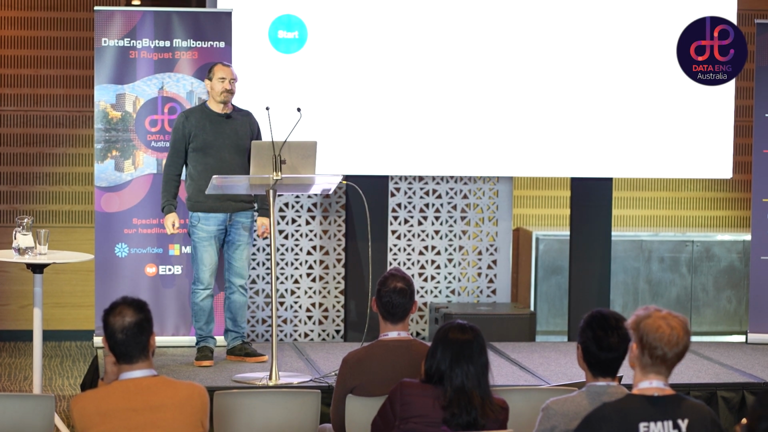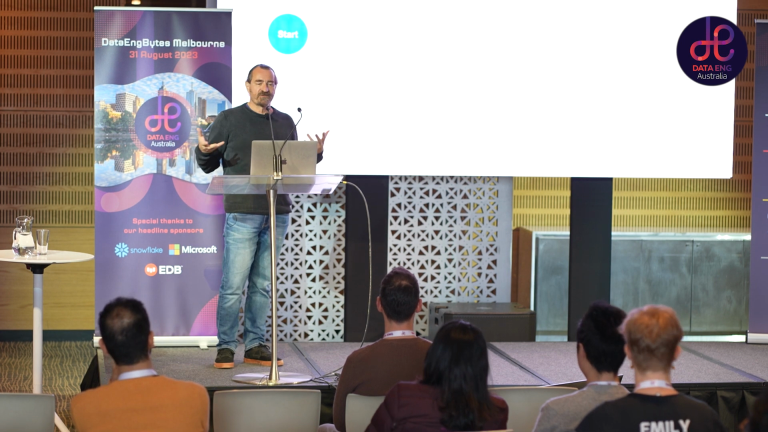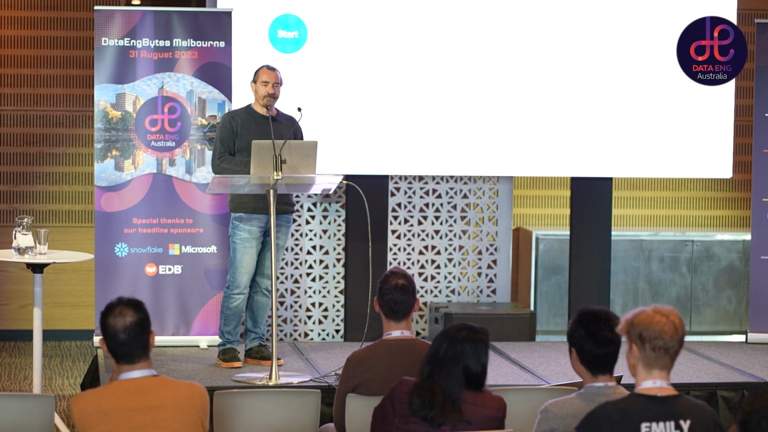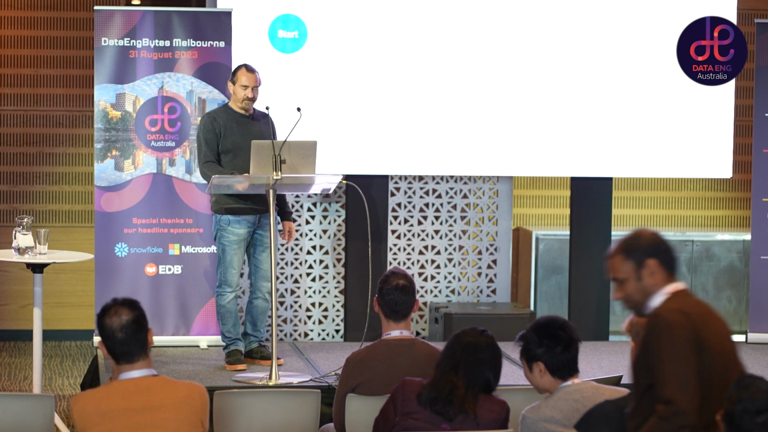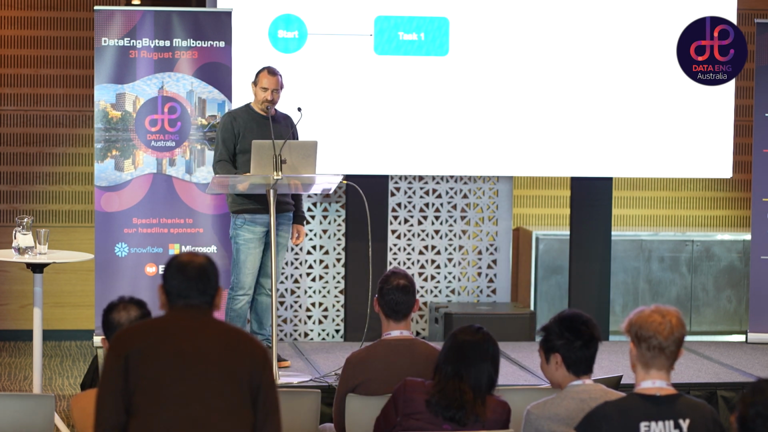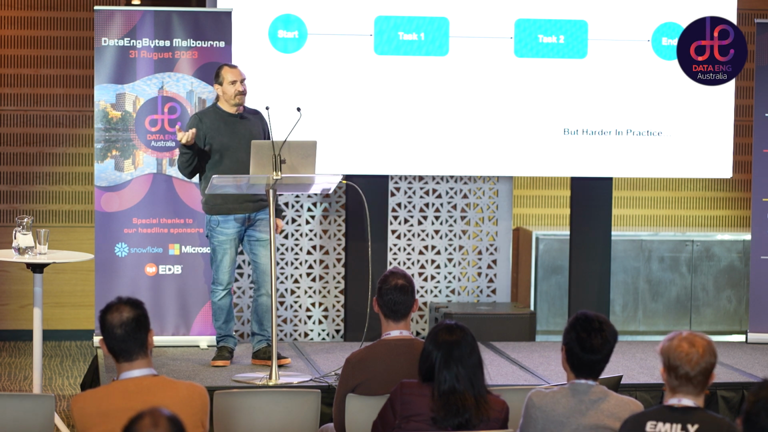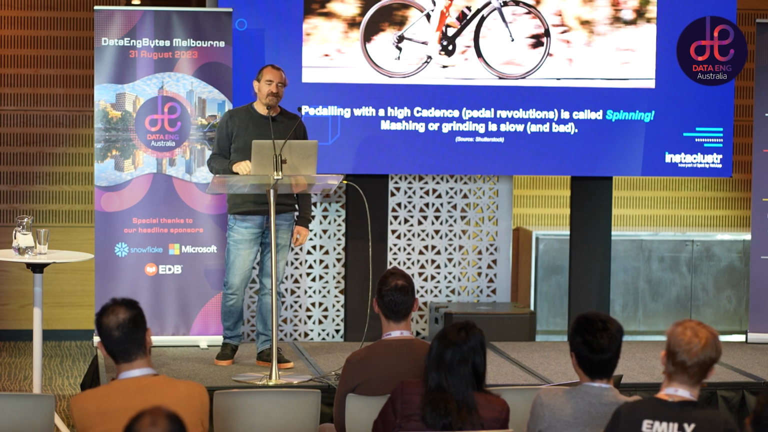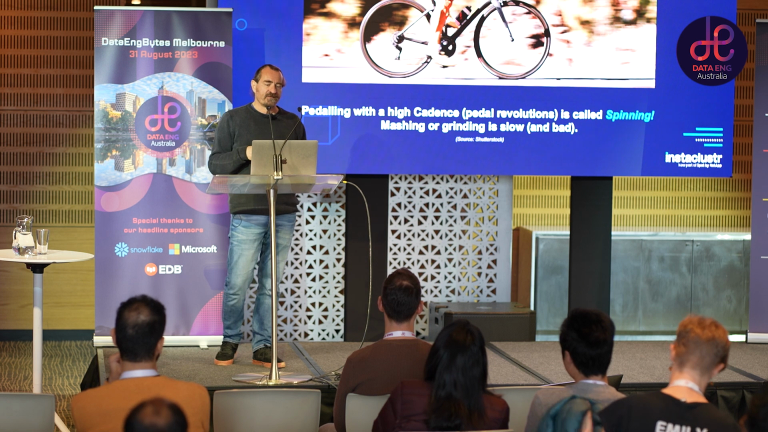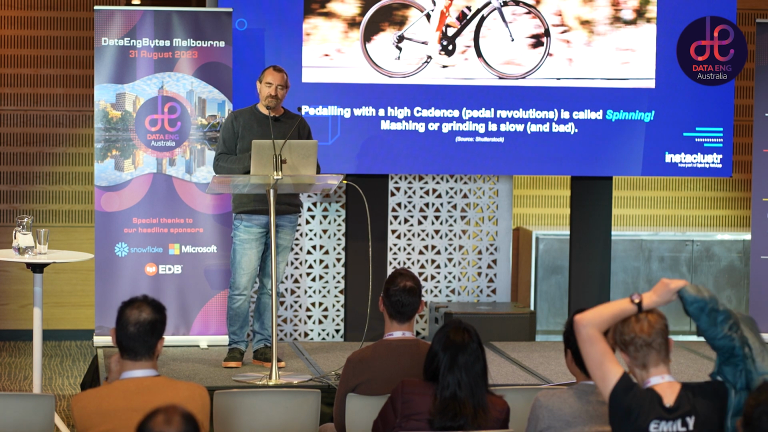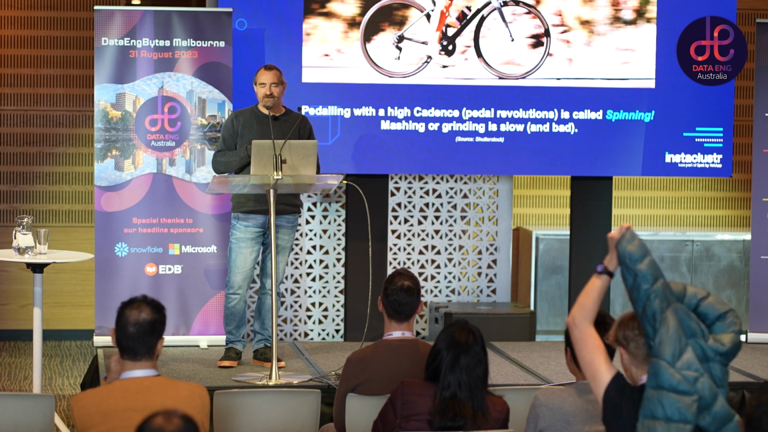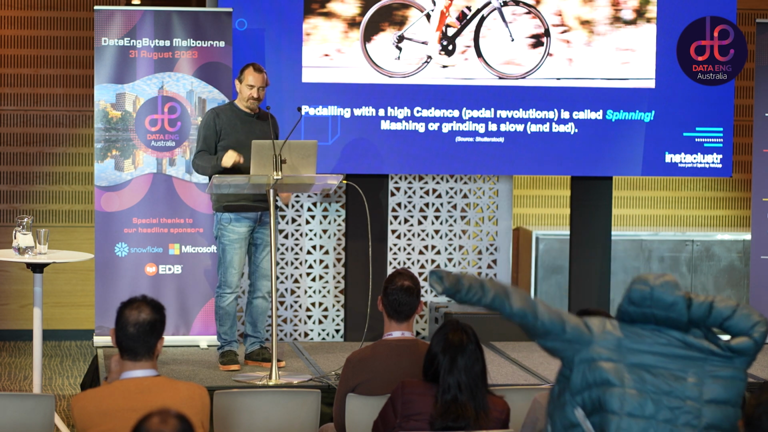Workflow orchestration is pretty simple in terms of the concept. It's really just about task ordering. So you start a workflow, you perform a task, and then you perform another task, and then you stop. But actually it's a bit harder in practice. That's why you need something like Cadence. So pedaling with a high cadence, or pedal revolutions, is called spinning. So you want to be spinning your workflows really fast, basically.